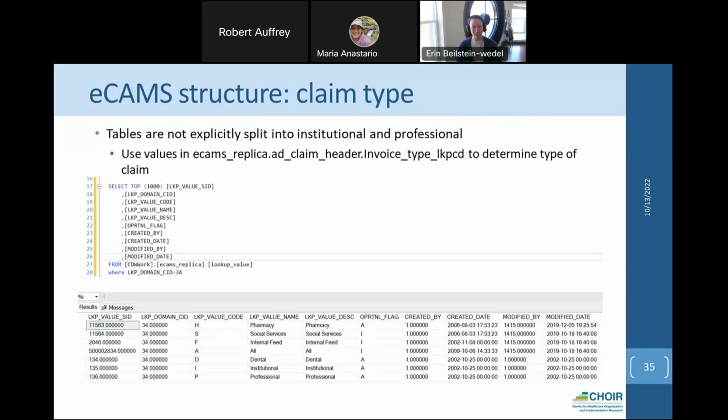eCAMS is weird in that the tables aren't explicitly split into institutional and professional claims. So you have to use the values in invoice type lookup code to determine the type of claim. So these are the values that you will see. I pulled these out of the DIM table. So this is how you can split up your institutional and professional claims, because in no place in eCAMS are they split up for you, which is weird and interesting.